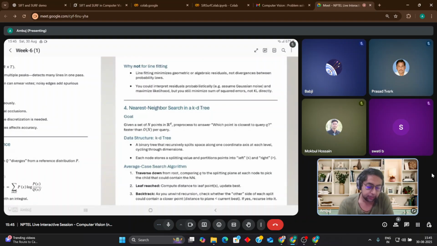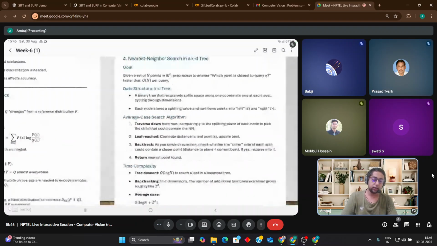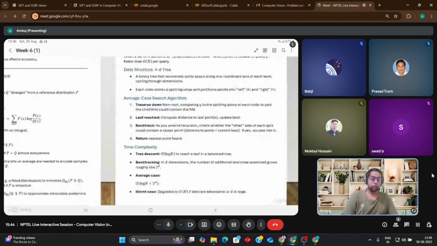Then nearest neighbor search in a KD tree. The goal is, given a set of n points in R to the power d, to pre-process them to answer which point is closest to the query q. Now you perform the analysis. What is a KD tree? It is a binary tree that recursively splits along one coordinate axis at each level, cycling through different dimensions. Each node is split into left and right directions.